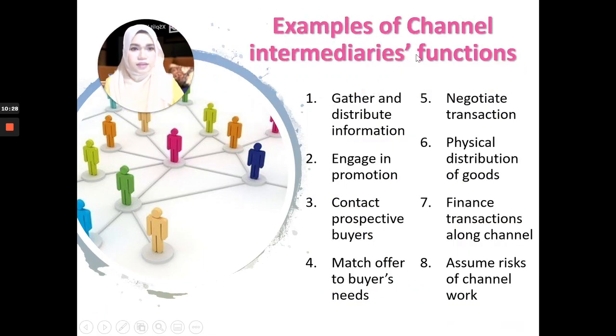Now, these are some of the other examples of channel intermediaries function. Okay, it could be gather and distribute information, engage in some promotion of the product, contacting prospective buyers, matching offer to the buyer's need. Okay, in negotiating, like I told you just now, physical distribution, like you have the aeroplane, okay, air cargo, or a very big lorry, container lorries, all right, or a train that you need to engage into so that you can actually bring the product to the customers.